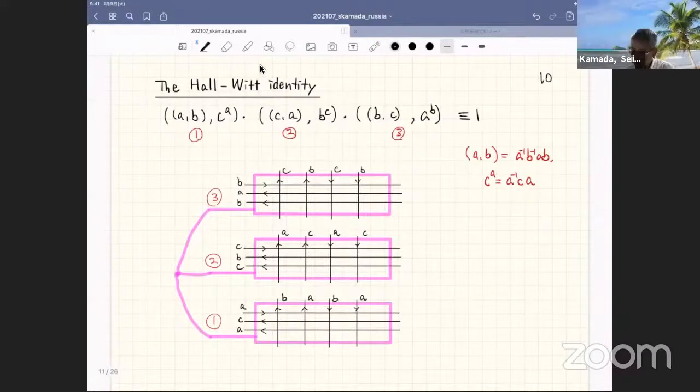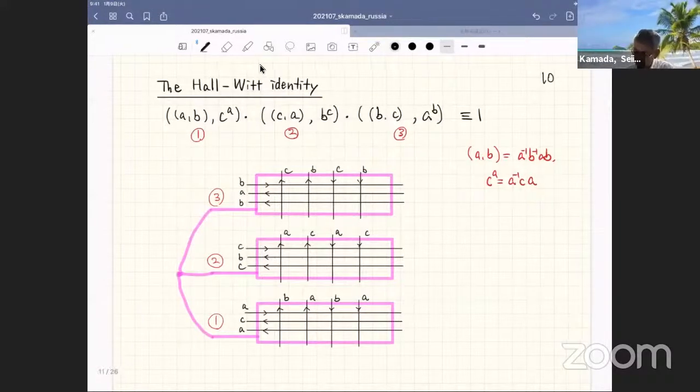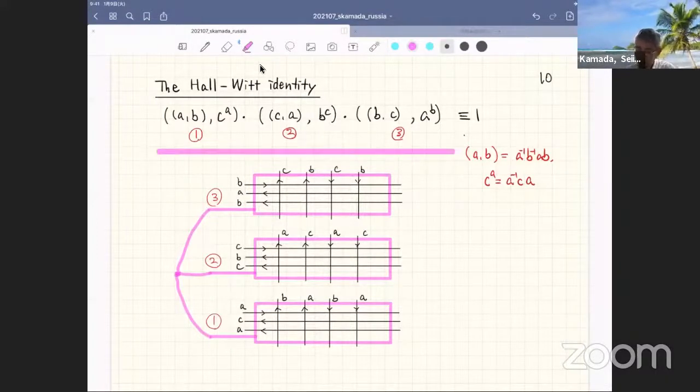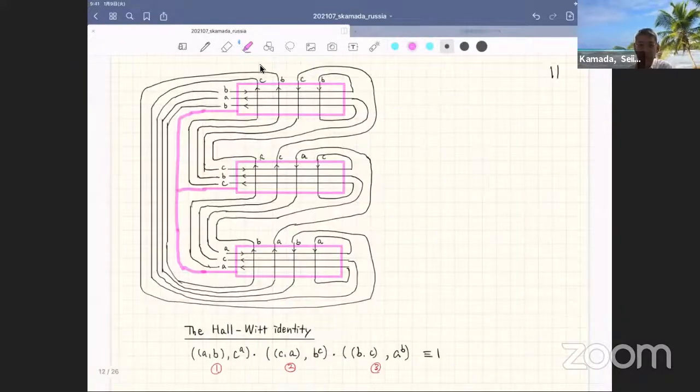Okay, I skipped this sheet. Here is an example. This is a famous commutator identity called the Hall-Witt identity. How to construct a colored doodle and noose system using these two pages. Okay, let me skip it.